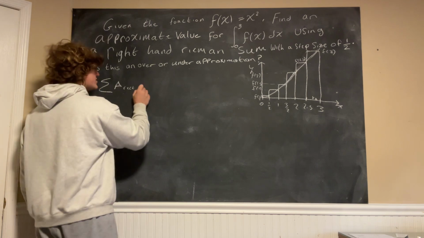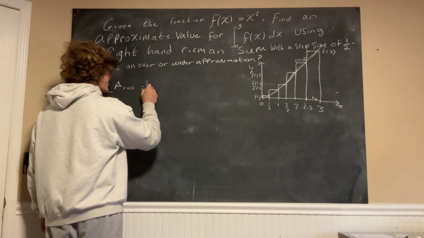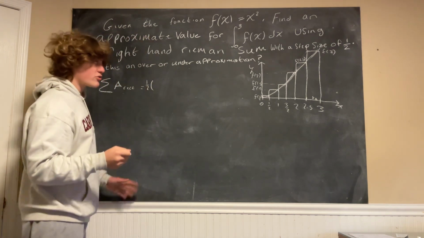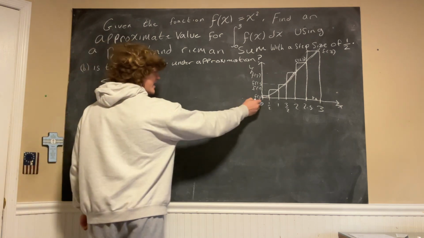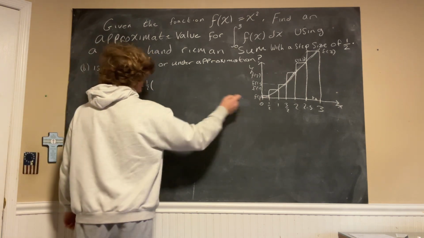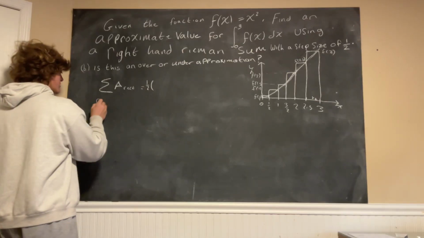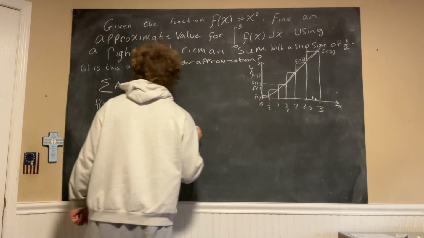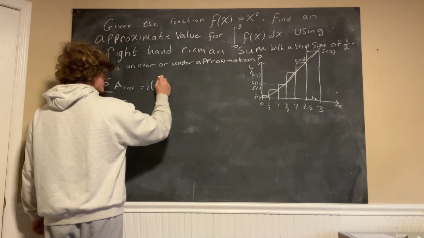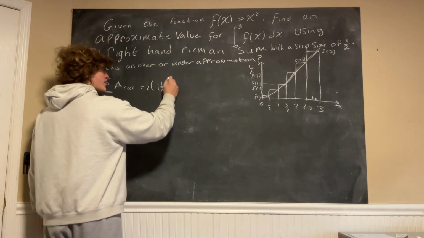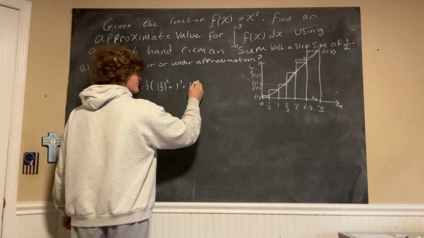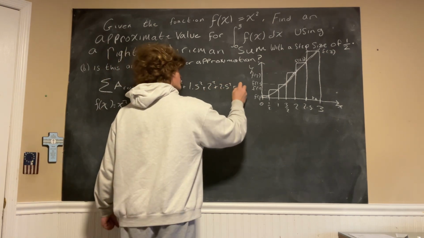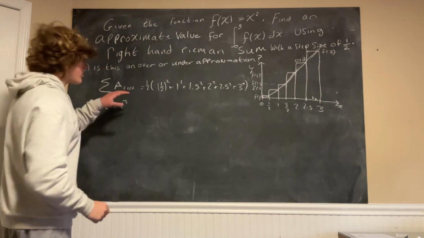So this is equal to our step size, which is 1/2, times all of these terms. I'm just going to bring the 1/2 on the outside, so that I don't have to write it over and over again. So this is going to be 1/2 times f of 1/2. And if you remember, f of x is just x squared, so we are just going to be squaring all of these values. So this is 1/2 times (1/2 squared plus 1 squared plus 1.5 squared plus 2 squared plus 2.5 squared plus 3 squared). And this is our right-hand sum.